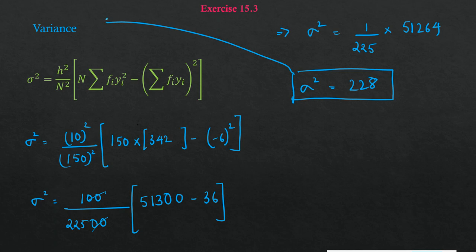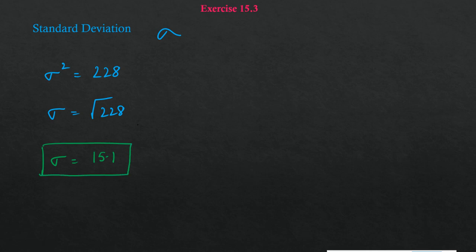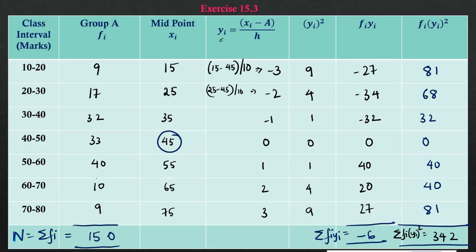We have got the value of variance, right? Next, the value of standard deviation. What is standard deviation? Standard deviation is just sigma, right? So we know that sigma square value we have already got, that will be equal to 228. Sigma will be equal to root of 228, which is going to be the standard deviation. So standard deviation will be approximately equal to 15.1. Now I will go back to the table.